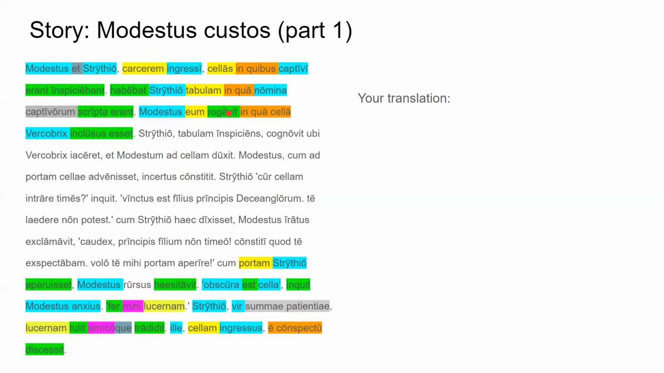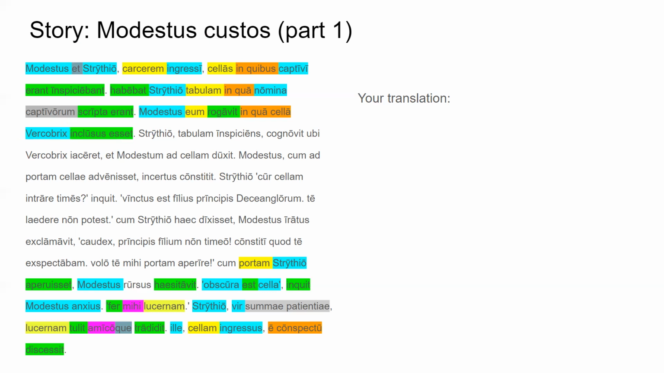So Modestus eum rogavit in qua cella Vercobrix inclusus esset. So the main clause here is Modestus asked him, and then rogo is going to introduce an indirect question. So Modestus asked him, in qua, so that subordinates and introduces the indirect question, in what cell Vercobrix inclusus esset, another compound form, also pluperfect subjunctive, but the difference is that esset is subjunctive, imperfect subjunctive, as opposed to erant, which is just ordinary imperfect indicative.